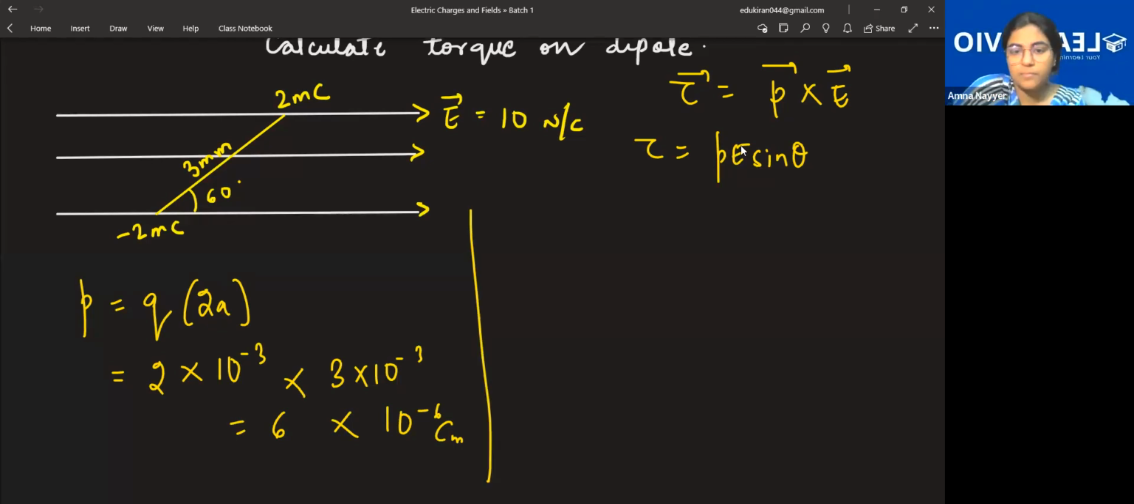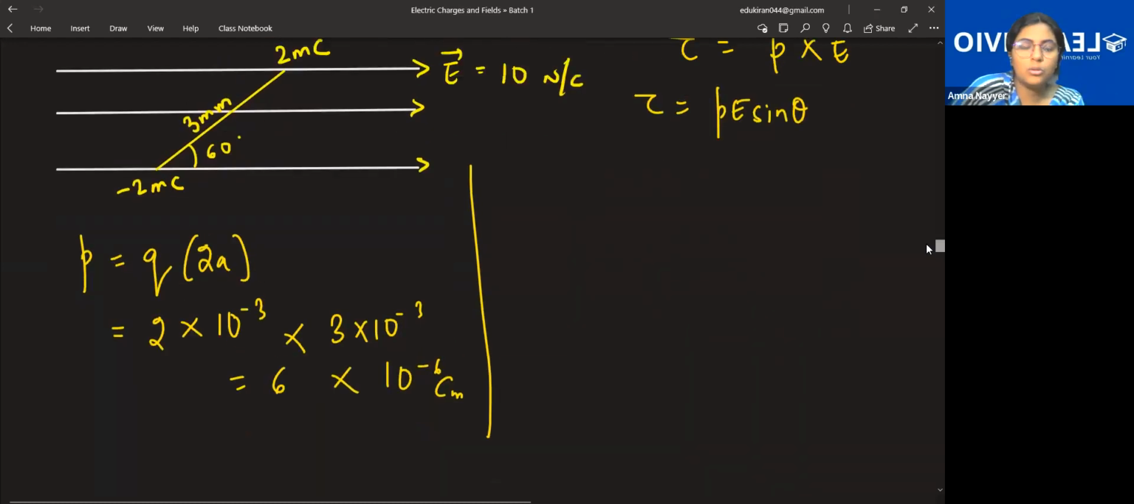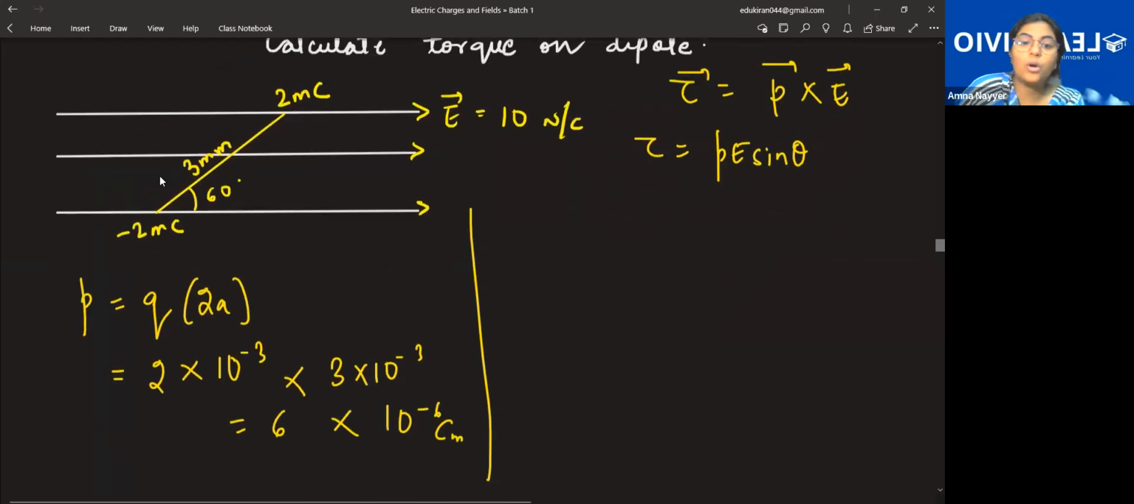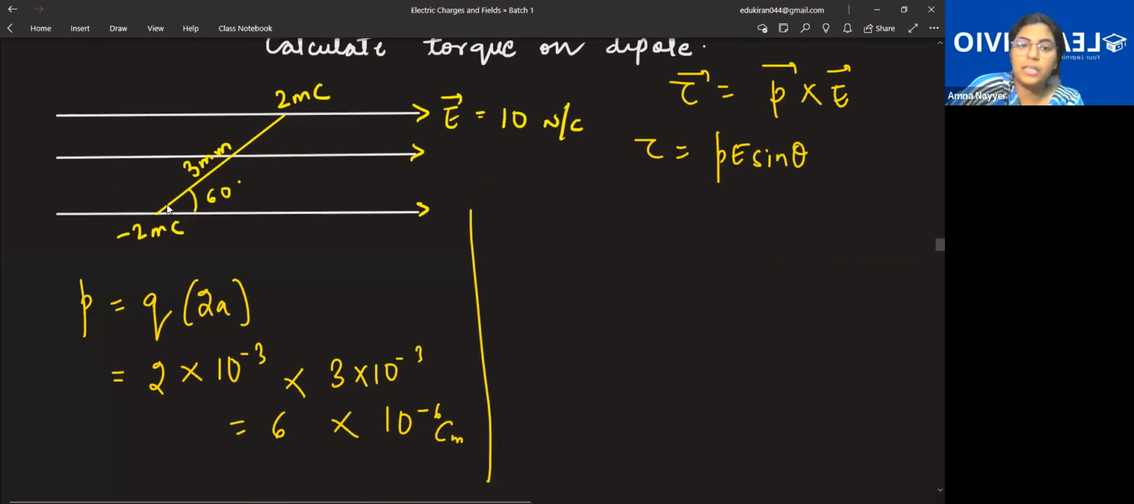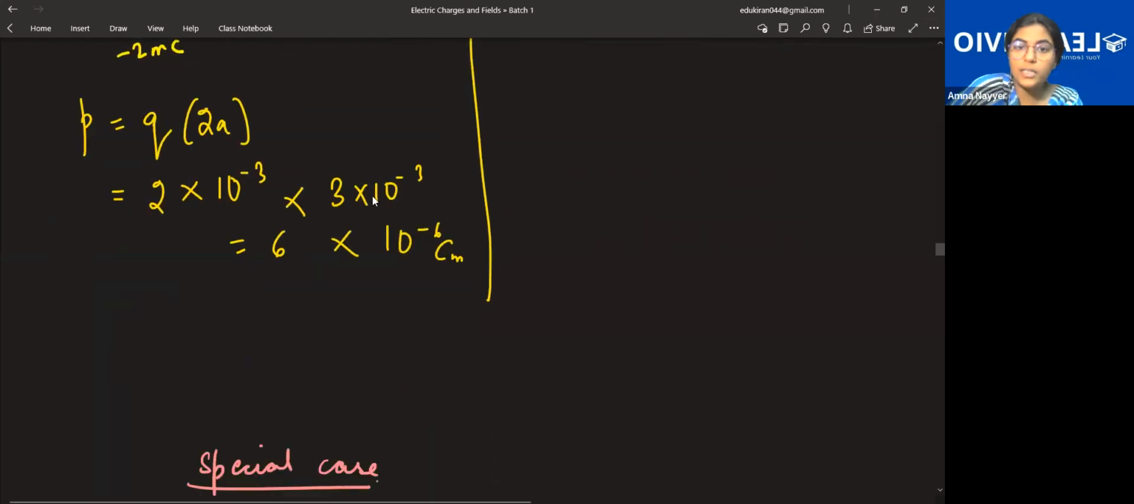Ma'am, it's 2a, the distance. The formula. 2 millimeters. No, 2a. 2a is the separation between the charges. And what is it given? 3 millimeters. So won't it be 6 into 10 to the power minus 3? You're saying the final answer should be 6? Yes, because it's 2a.